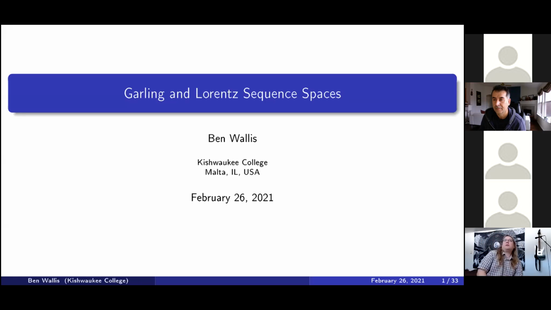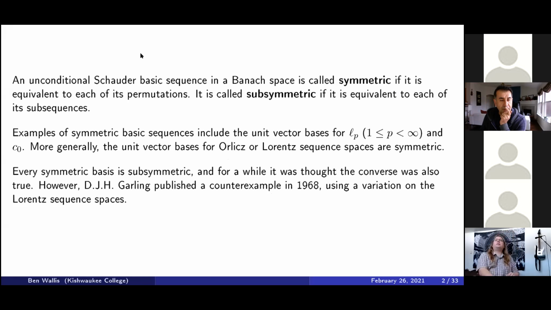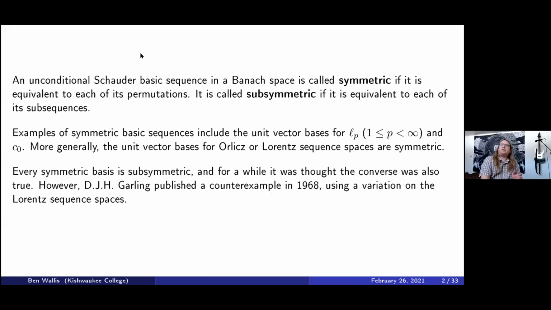You probably already know what the Lorentz sequence spaces are. Many of you know what the Garling sequence spaces are, but I guess we'll see for those of you who don't. What makes the study of these spaces so nice is that their canonical bases, their unit vector bases, are very well behaved, especially in the case of the Lorentz sequence space. The Lorentz sequence space basis is symmetric. That means every permutation is equivalent to the original basis. Subsymmetry is when every subsequence is equivalent to the original basis.